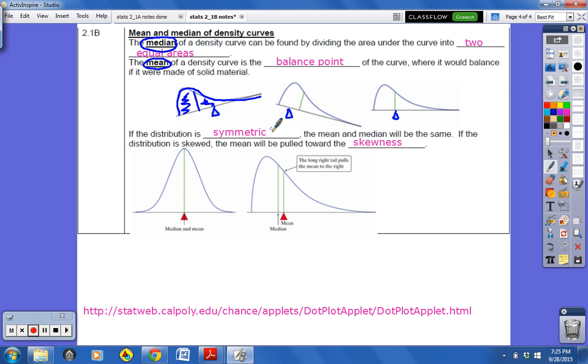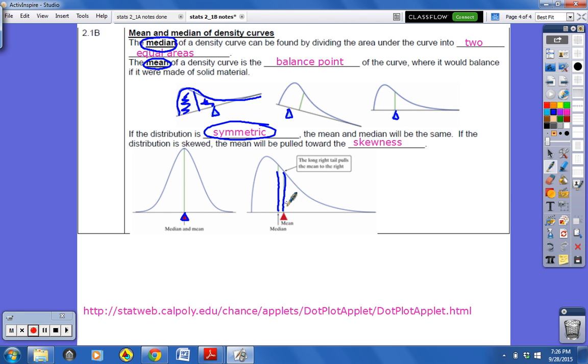Please remember that if your distribution is symmetric, your mean and median will be the same. But if it's skewed, your mean will be pulled towards the tail. Not always a lot. Sometimes there's just a small difference, depending on how skewed it is.